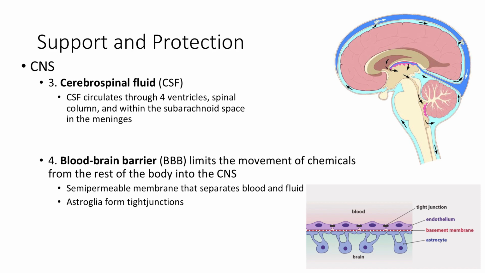So the fourth one is the blood-brain barrier. The blood-brain barrier limits the movements of chemicals from the rest of the body into the CNS. So remember how I said that glial cells are supporter cells to neurons? Well, there's one specific type of glial cells that specifically helps with the blood-brain barrier. So astroglia are glial cells that help form tight junctions to prevent many blood-borne substances from crossing the capillaries into the central nervous system tissue.